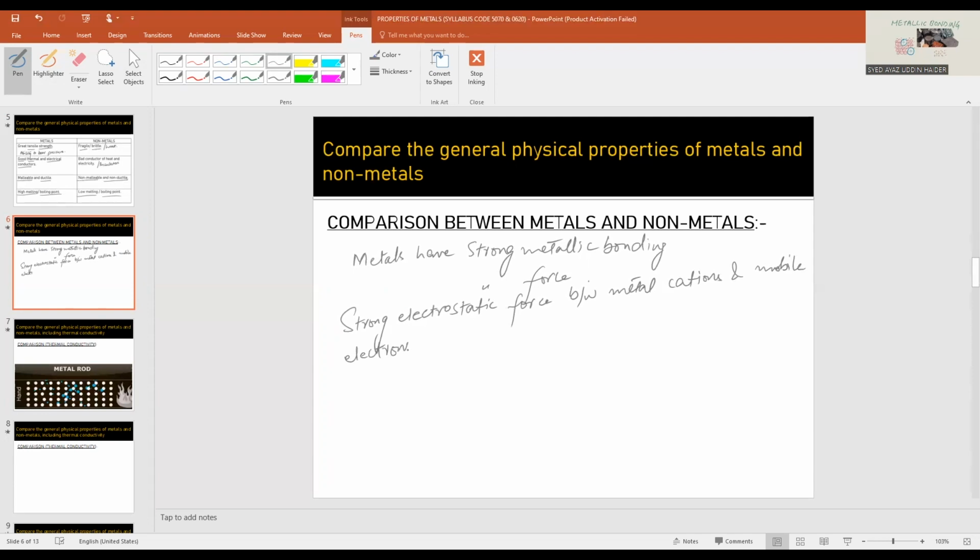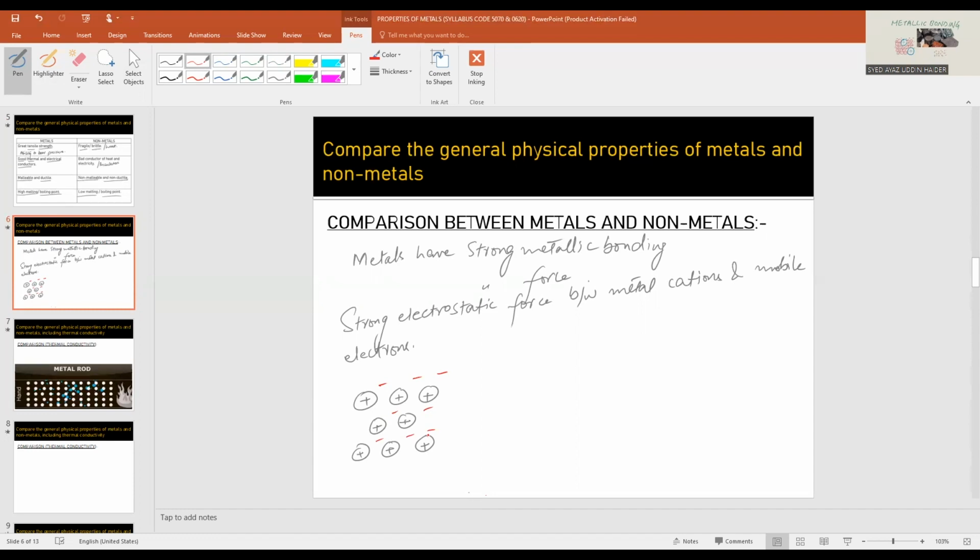Recall the metallic bonding in metals, that is, metal cations in a sea of delocalized electrons or free electrons. These are metal cations and these are free electrons. So this is a very strong force, and this force is responsible for metals having a high melting point and high boiling point.